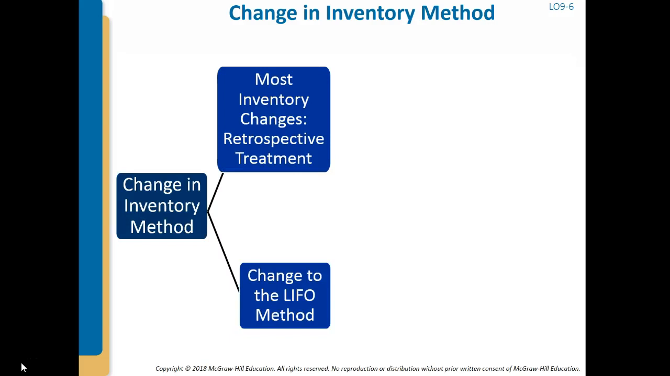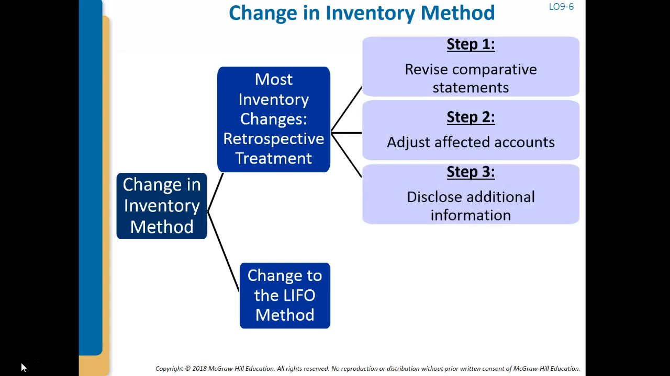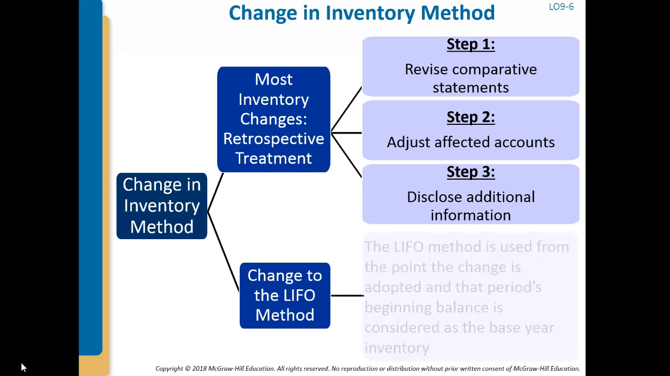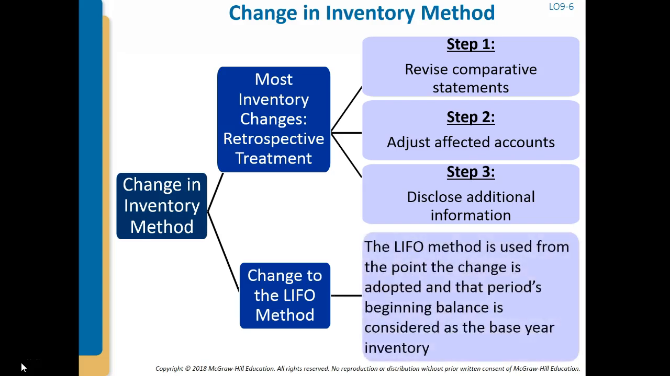Accounting principles should be applied consistently from one period to the next to allow for comparability of operating results. However, changes within a company as well as changes in the external economic environment may require a company to change an accounting method. In the past, high inflation periods motivated many companies to switch to LIFO for the tax benefit. Usually there are two types of inventory method changes: most inventory method changes, and changes to the LIFO method.